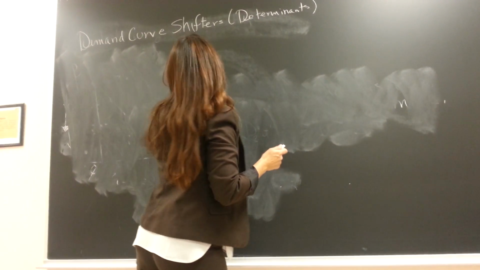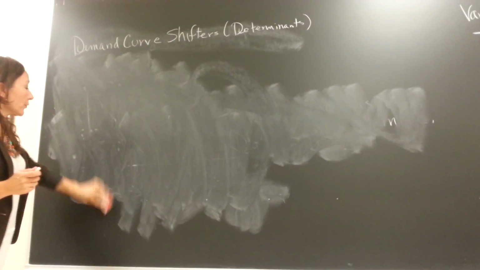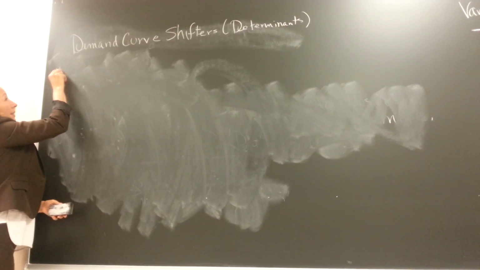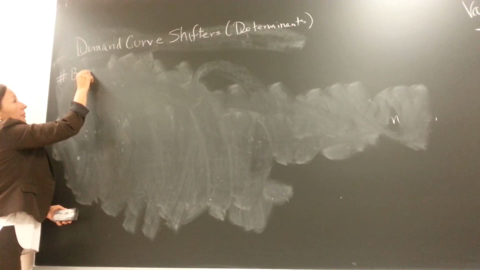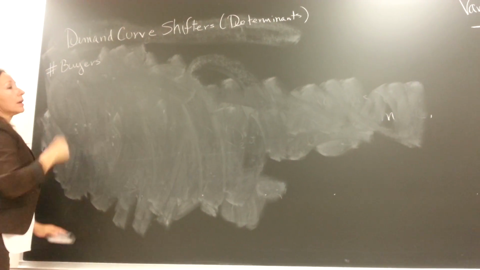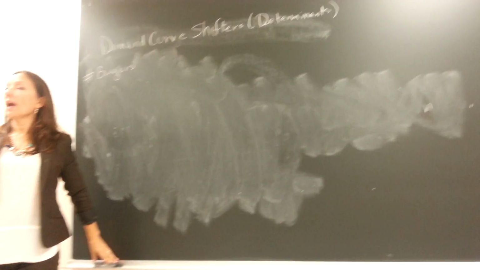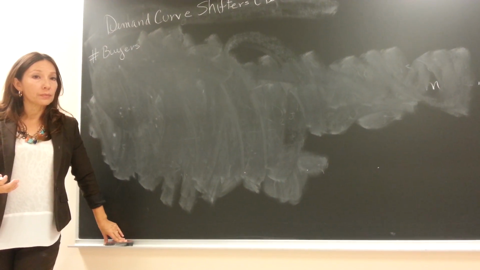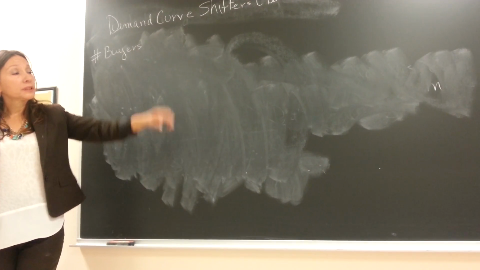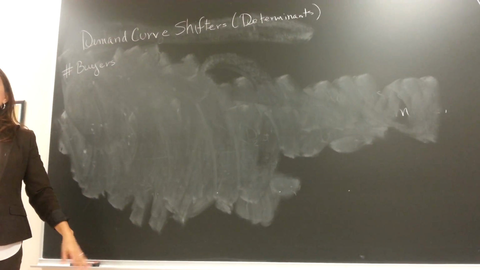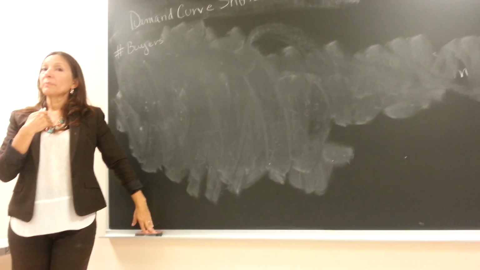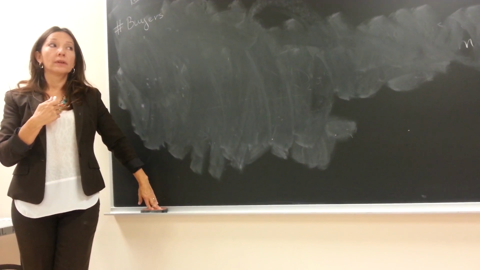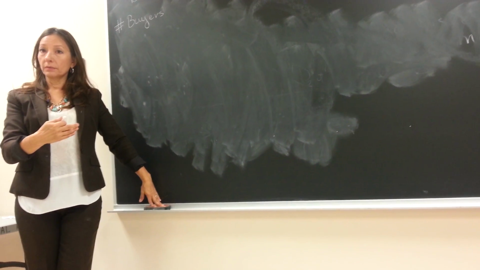All right. Yeah. So the first determinant is really easy to understand. It's number of buyers. Okay. So obviously the more people you have buying ice cream, the more demand there's going to be for that ice cream. This was my individual demand curve, just mine. But if I added somebody else's to it, then we would have greater demand.